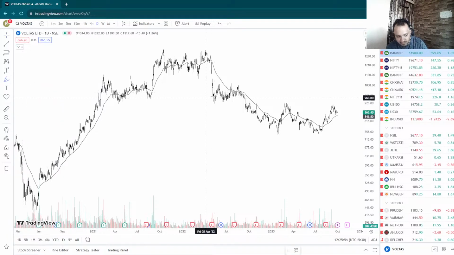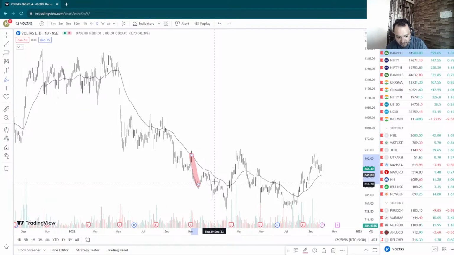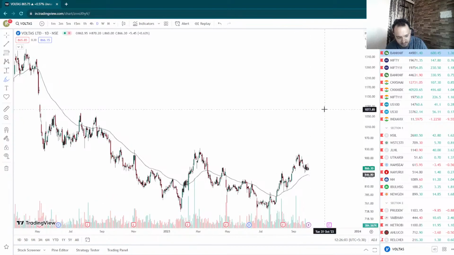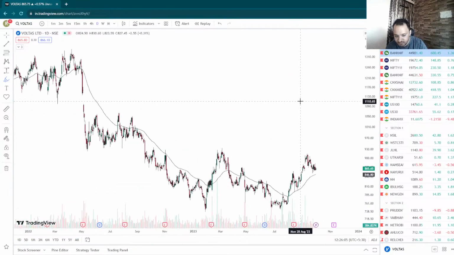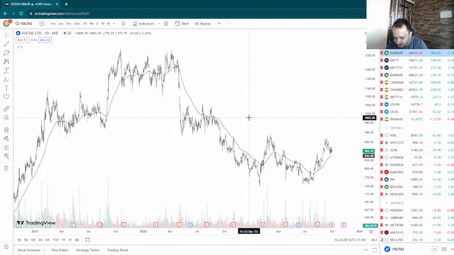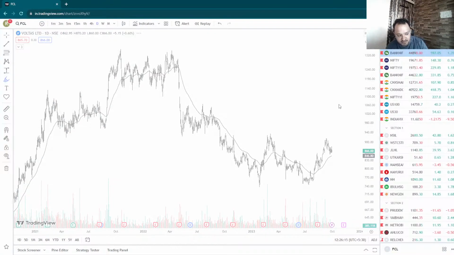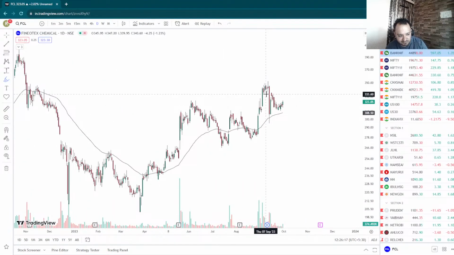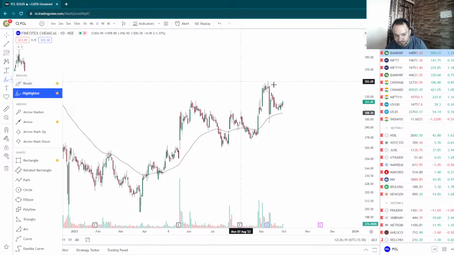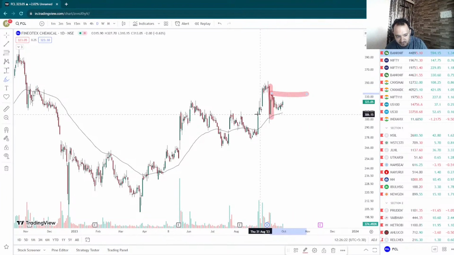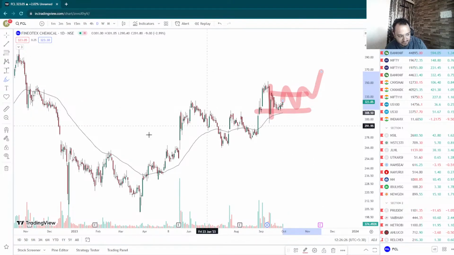So I'm not even aware of all this happening because I wasn't even watching it for like 2-3 years. FCL, Phenoltex Chemicals. Again, nothing. Big supply here. Can go up, but again it will pause at the supply. You can find better stocks still.